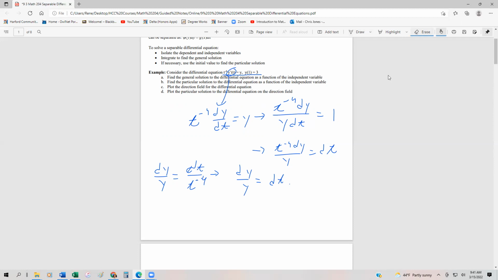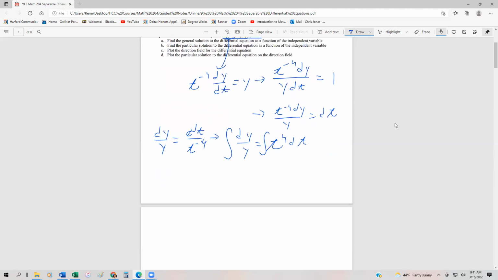Now we have a separable differential equation at this point. Now that we have it separated, we're going to integrate both sides, and both of the integrals are really easy to evaluate. We know that dy over y is going to be natural log of y, and the antiderivative of t to the fourth is 1/5 t to the fifth plus a constant of integration c.